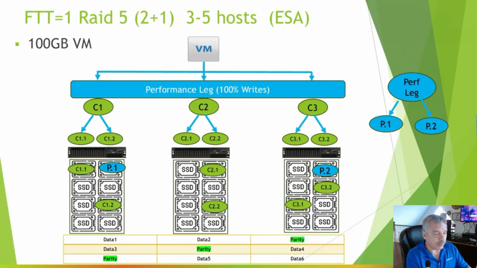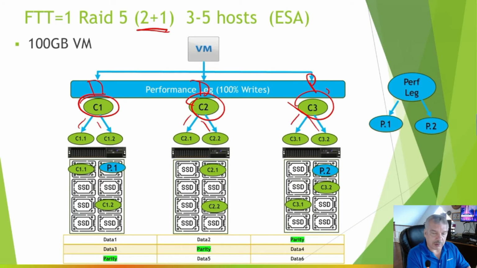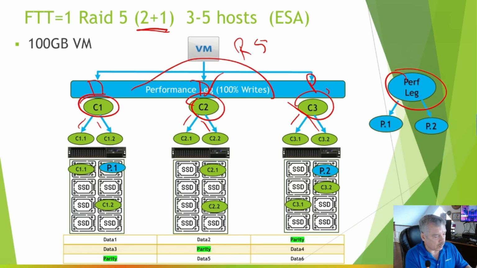So RAID 5, we do a 2 plus 1, so we need a minimum of 3 hosts, right? And you see we do our component. So this would be my data, and let's say this is my parity bit, right? Then we take that and we stripe it. And I talked about that in my striping video as well. And then we have the performance leg. This is RAID 5 across these 3, so components 1, 2, and 3. We're doing RAID 5 there.